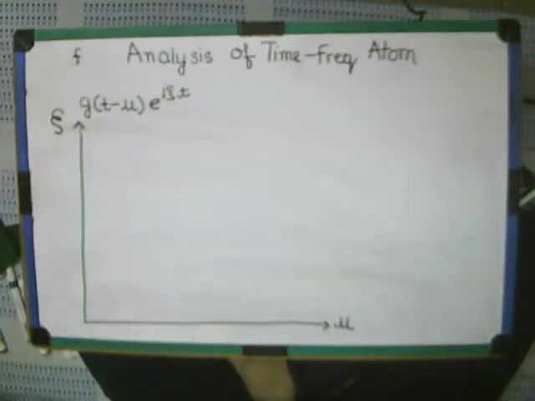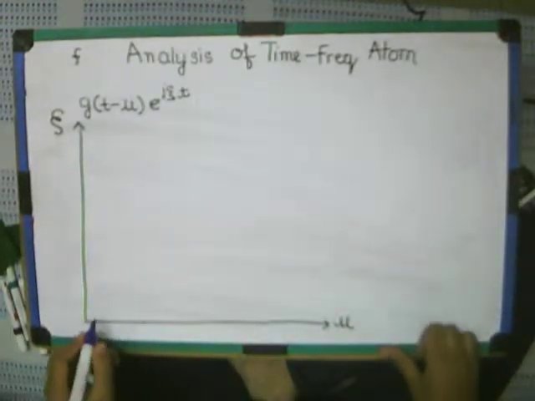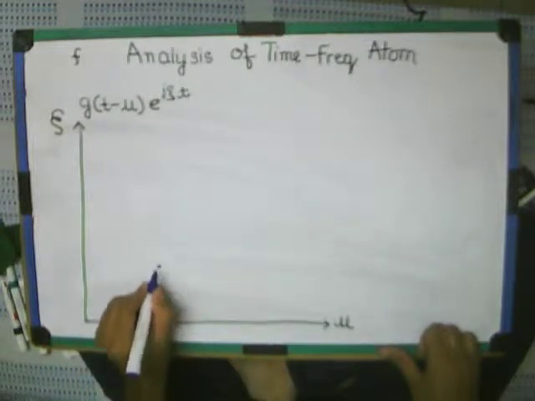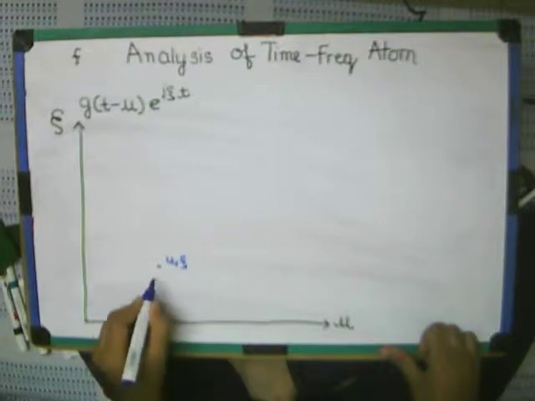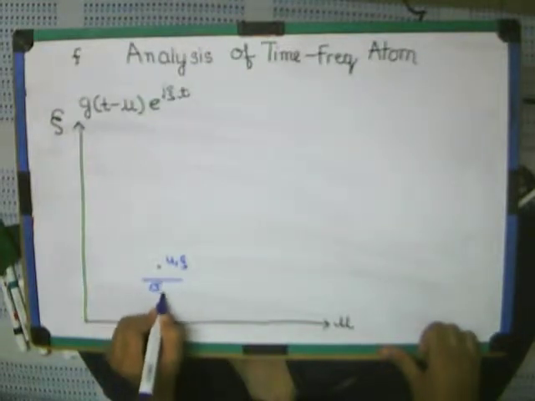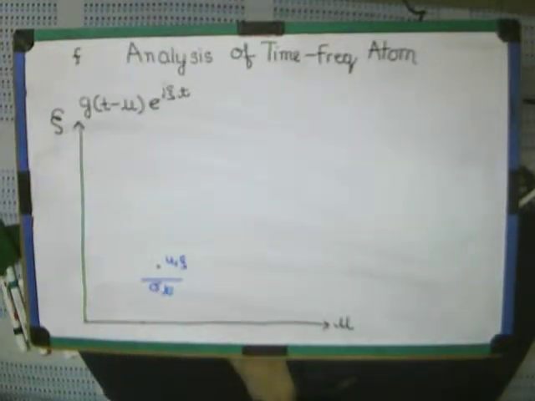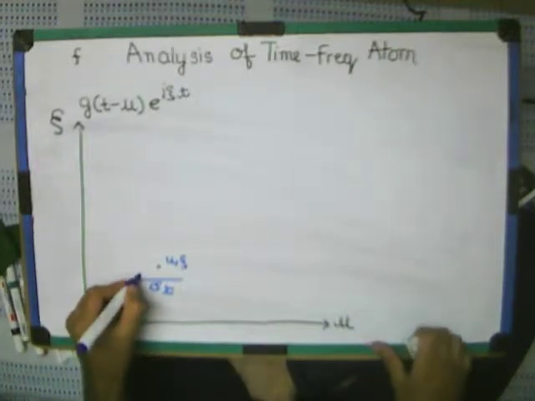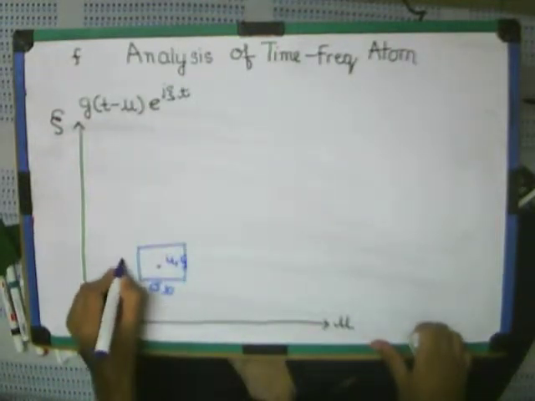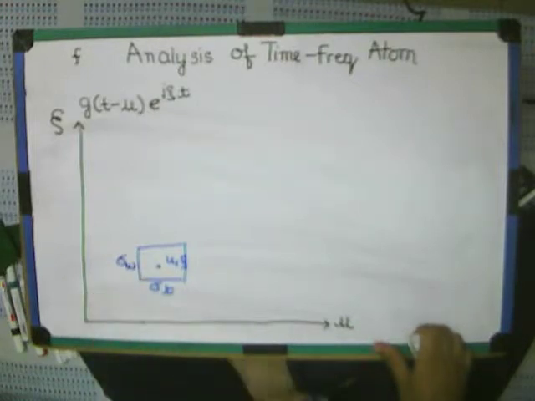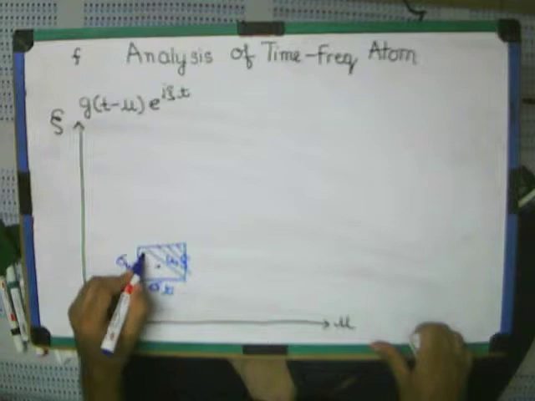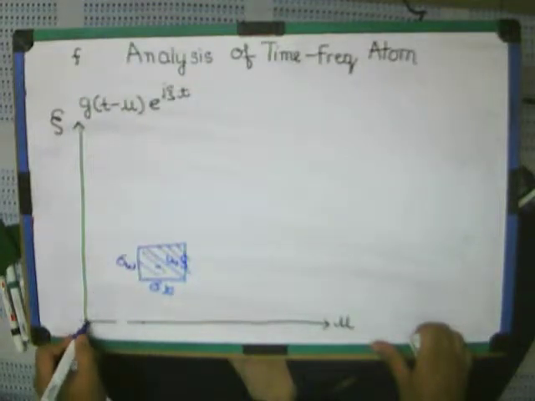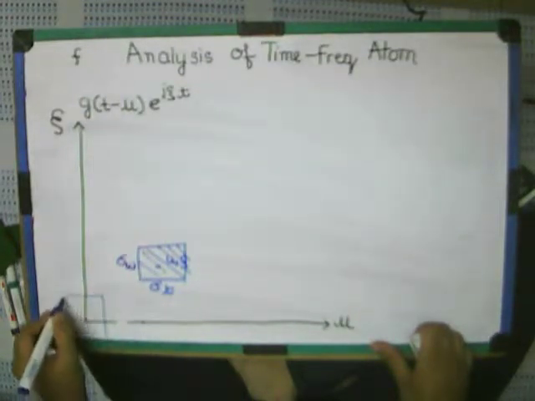In STFT, if you go to any point, for a particular u comma zeta, the sigma t and the sigma omega at any point do not change. So in that sense, this sigma t and sigma omega always remain the same, and therefore we call this translation invariant.